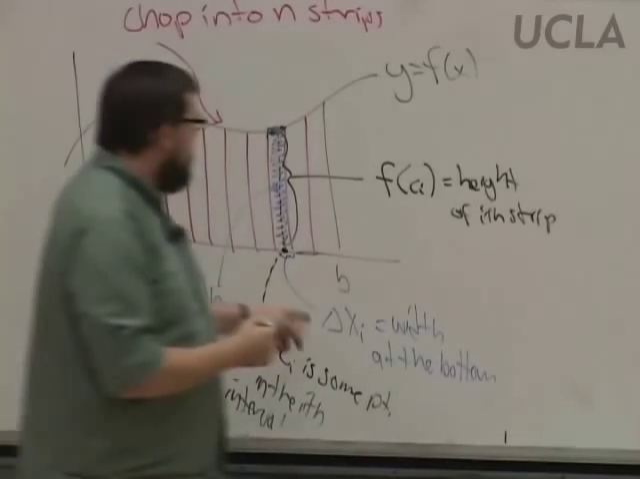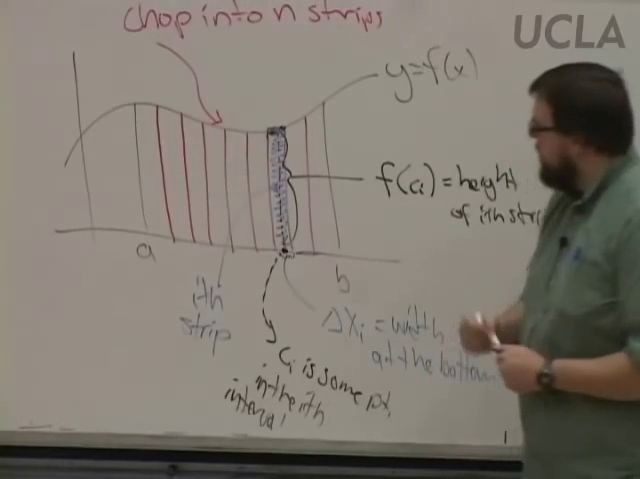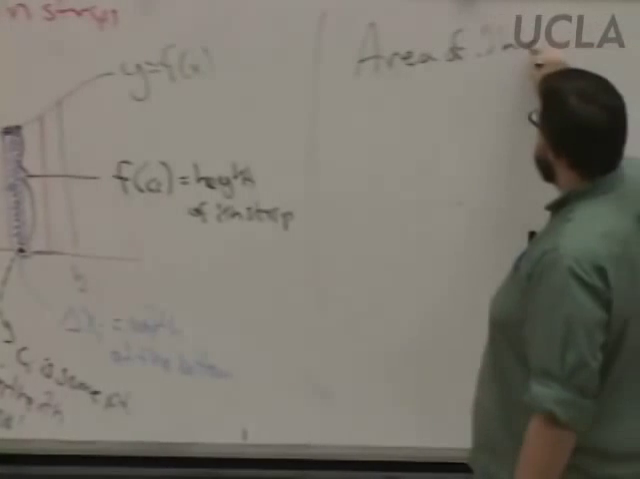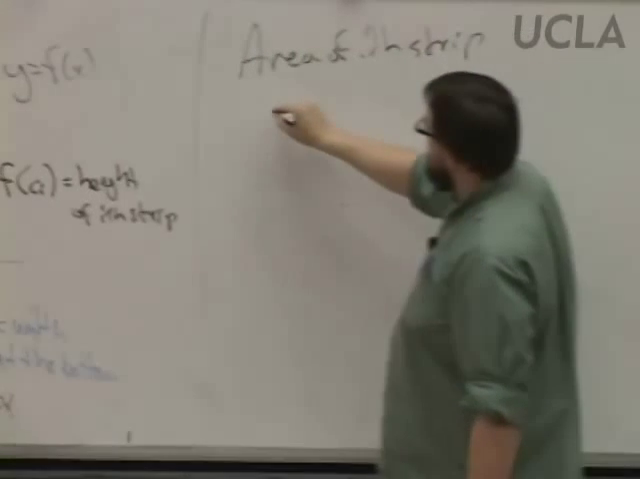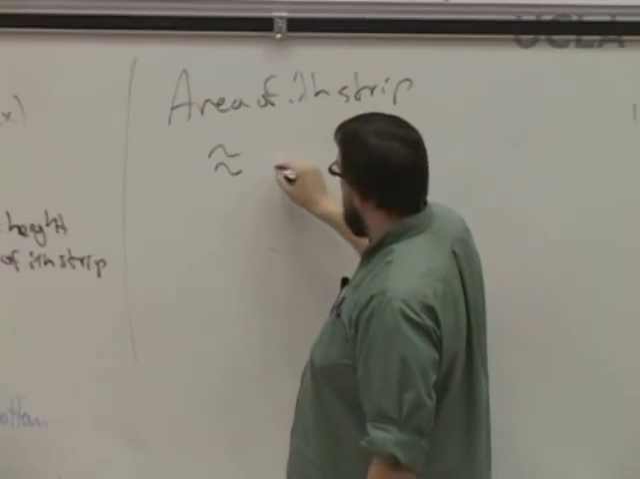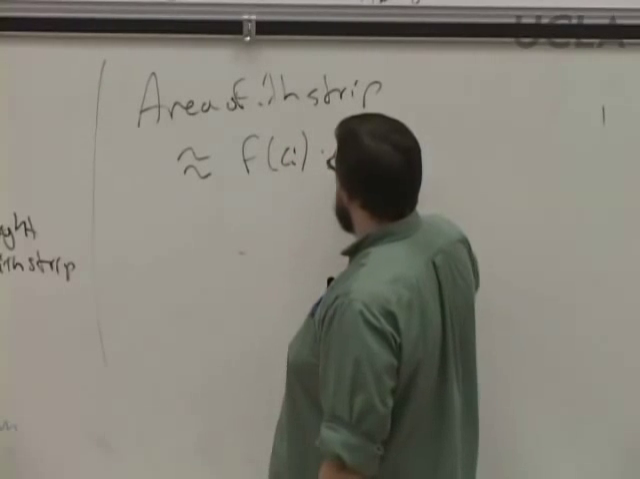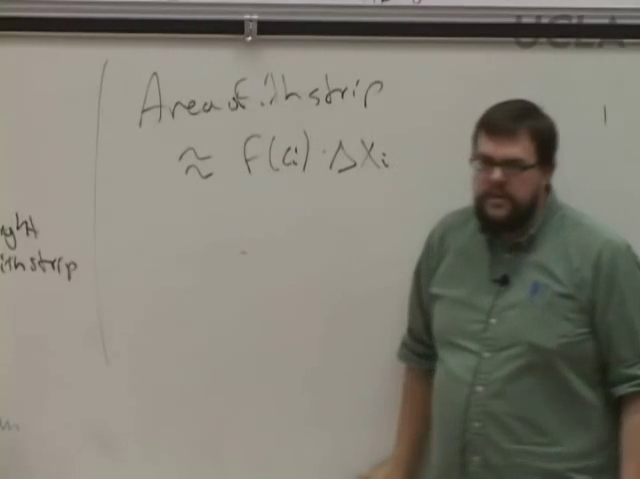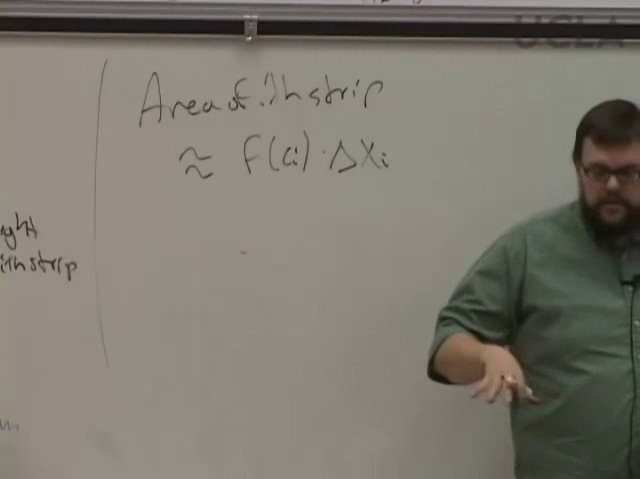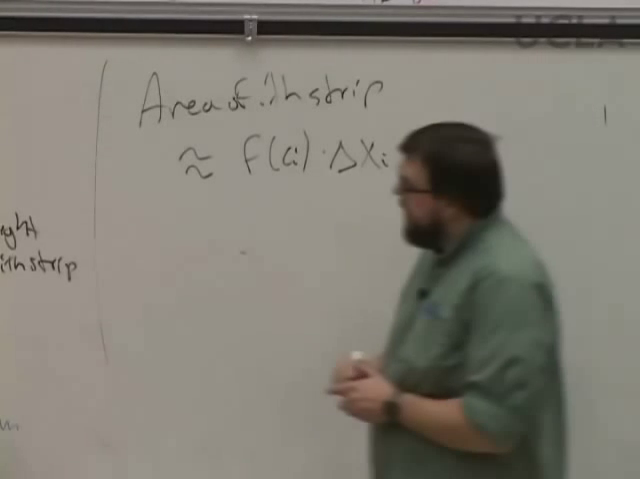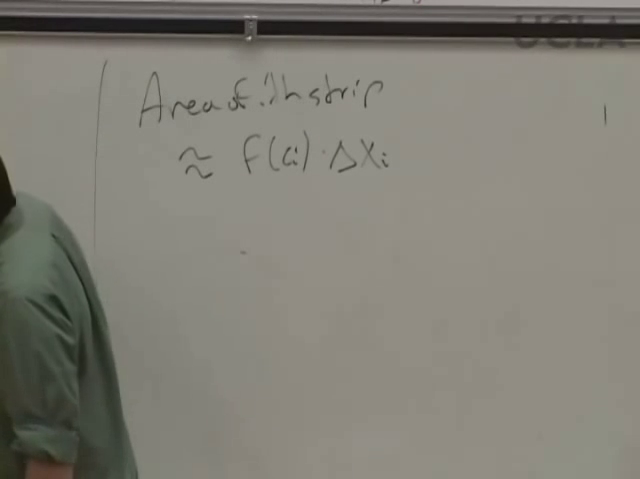OK, so I have the width, I have a height, and now it's very easy for me to talk about the area of the ice strip. Namely, it's approximately the height, f of Ci, times the width, delta xi. So right now we're all doing very symbolic things. We'll get into more concrete examples here in a second. Now that's just the area of one little piece.